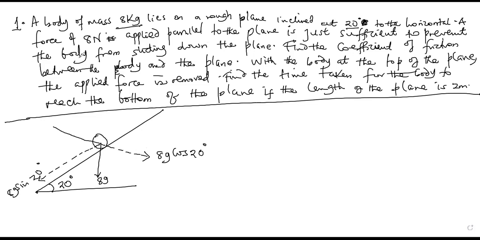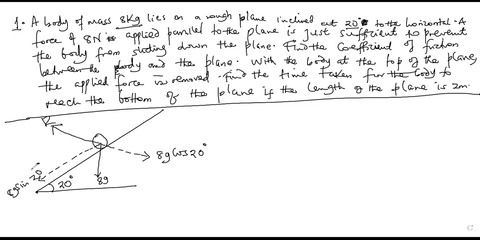They are telling us that a force of 8 newtons is applied parallel to the plane. The force of 8 newtons applied parallel to the plane is just sufficient to prevent the body from sliding. This is my normal reaction. The force applied is enough to prevent the body from sliding.